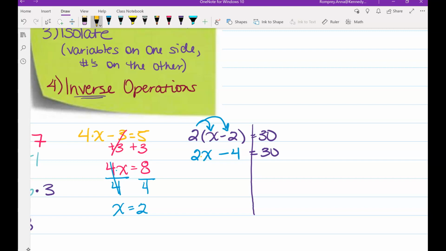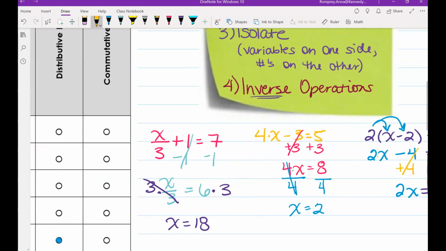So inverse operations, PEMDAS in reverse. I'm going to undo any addition and subtraction. So I'm going to add 4 to each side. So we get 2x equals 34. So I just used that addition property of equality.